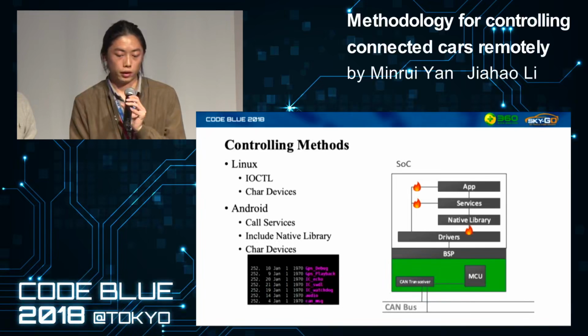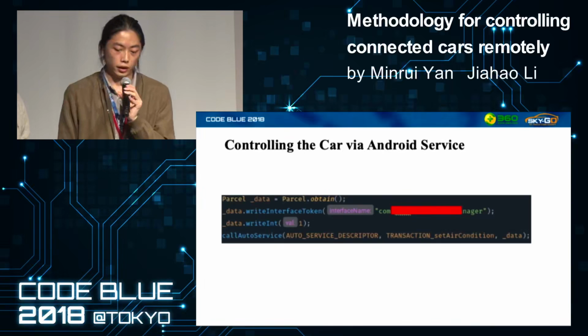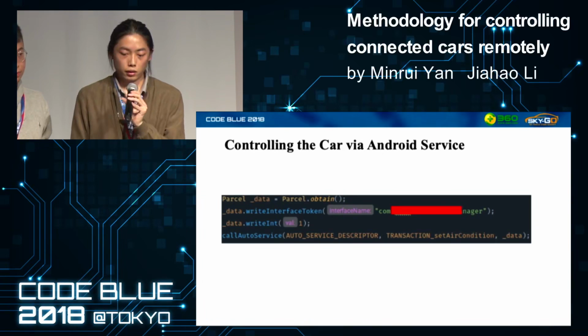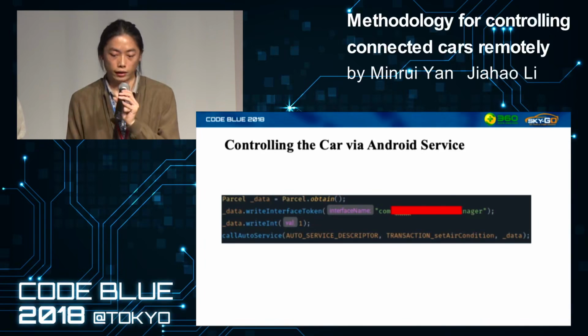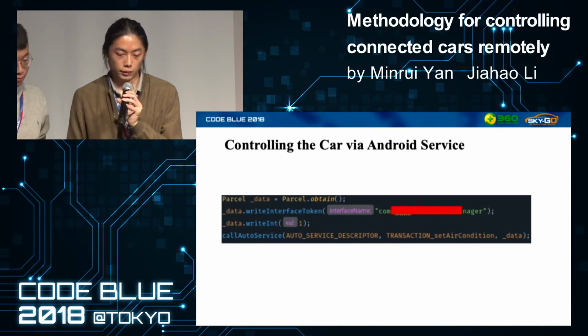Then what we need to do is to find the control commands so that we can control the car remotely. By hijacking the OTA, we can inject the backdoor code. This code shows calling the service to start the air conditioner. The command you can get by decompiling the APK.